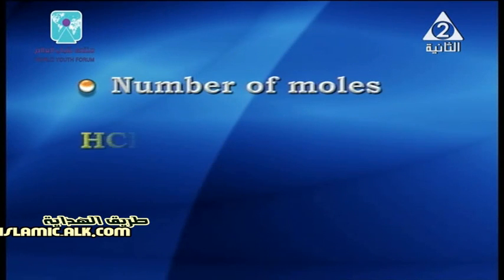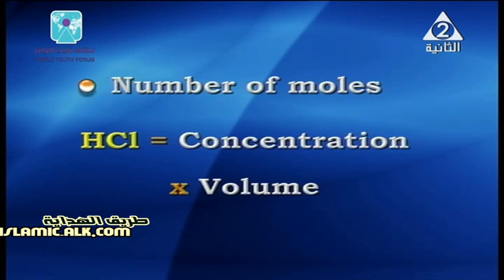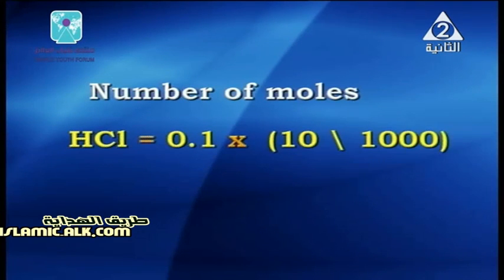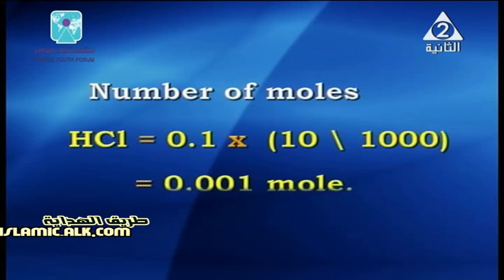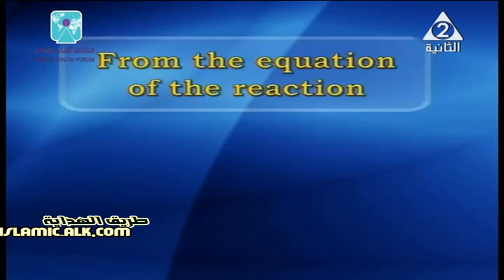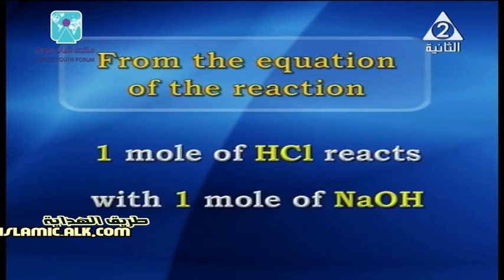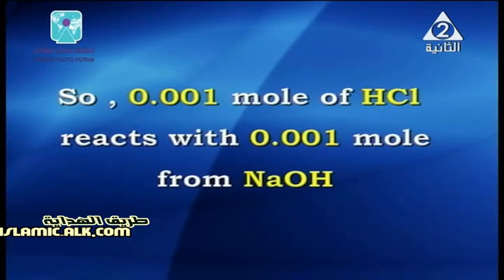So the number of moles equals concentration times volume, so 0.1 times 10 over 1000 equals 0.001 mole. From the equation of the reaction, 1 mole of hydrochloric acid reacts with 1 mole of sodium hydroxide. So 0.001 mole of hydrochloric acid reacts with 0.001 mole of sodium hydroxide.